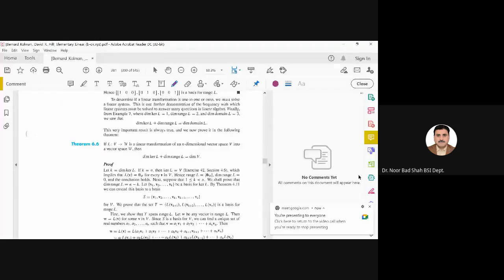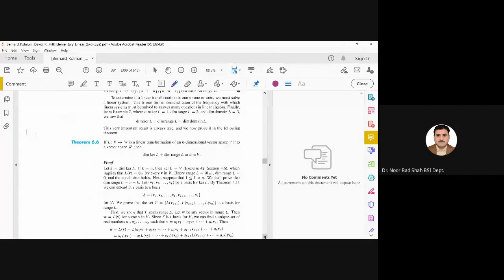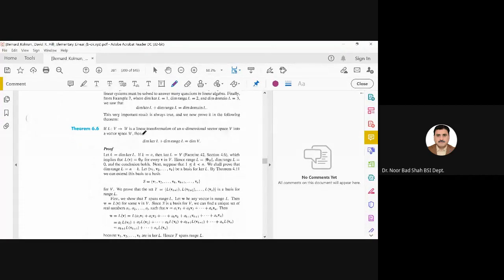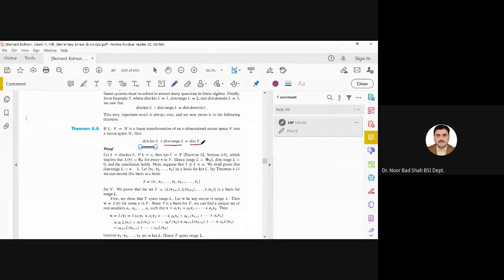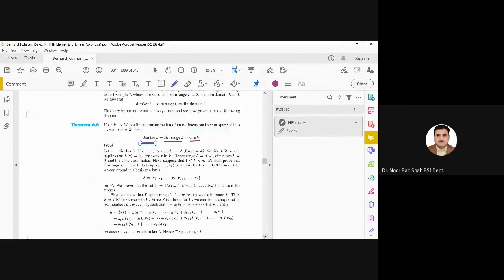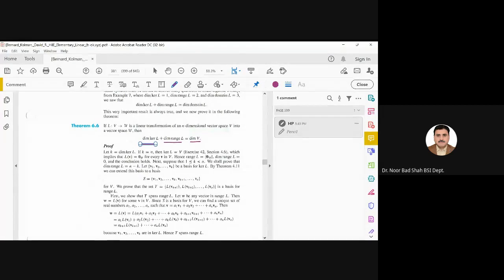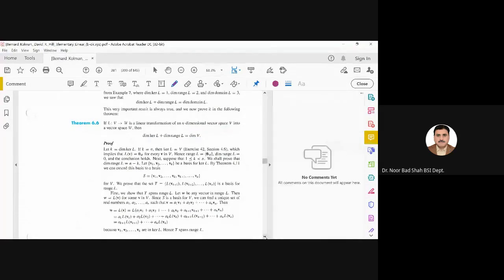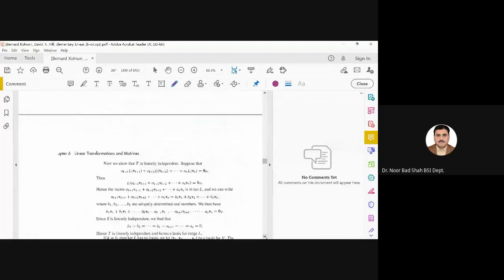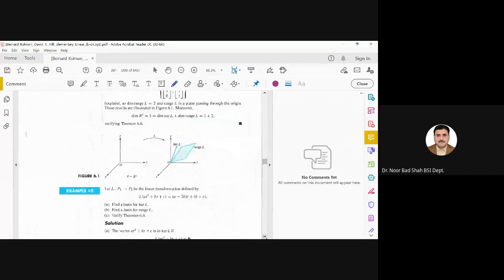So you should remember this thing. This is a theorem that the dimension of the kernel of L and the dimension of the range of L is equal to the dimension of the domain. Okay. So keep this thing in mind. Right. So we move to the exercise then.